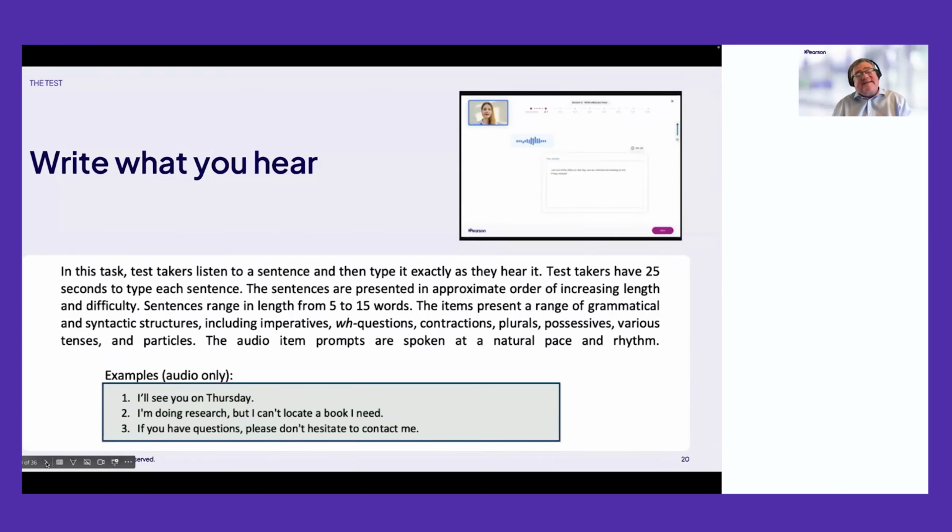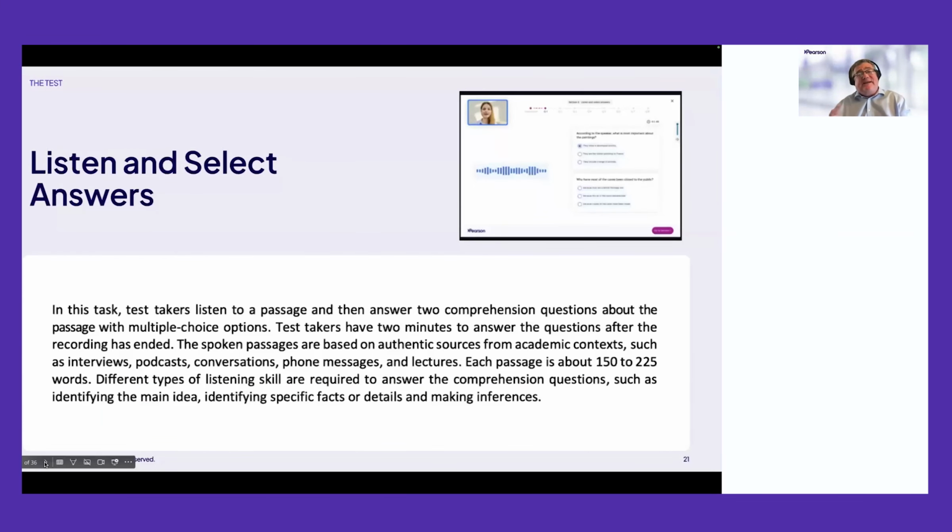So you need to understand what the sentence means, and particularly the longer the sentence goes, you've got to hold that in your short-term memory. It's a very good way of testing how accurately a person can hear those individual sounds and individual words. But again, we want to have something longer.